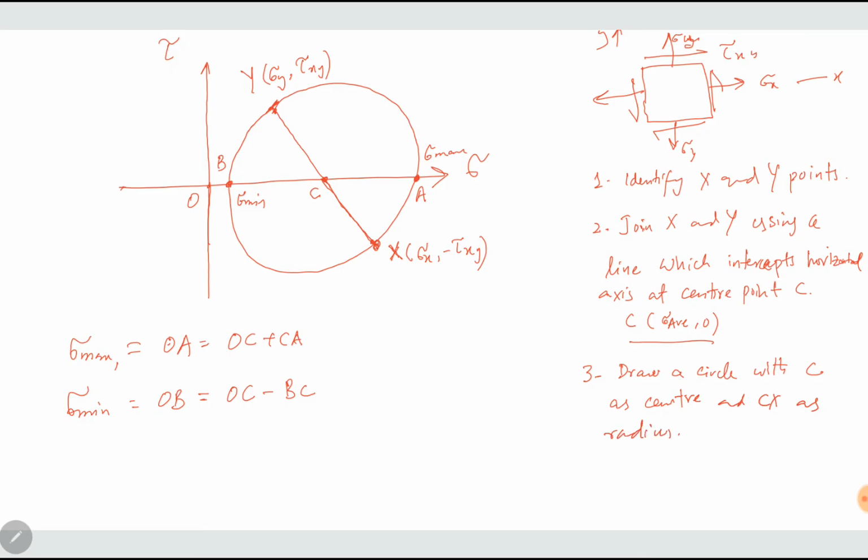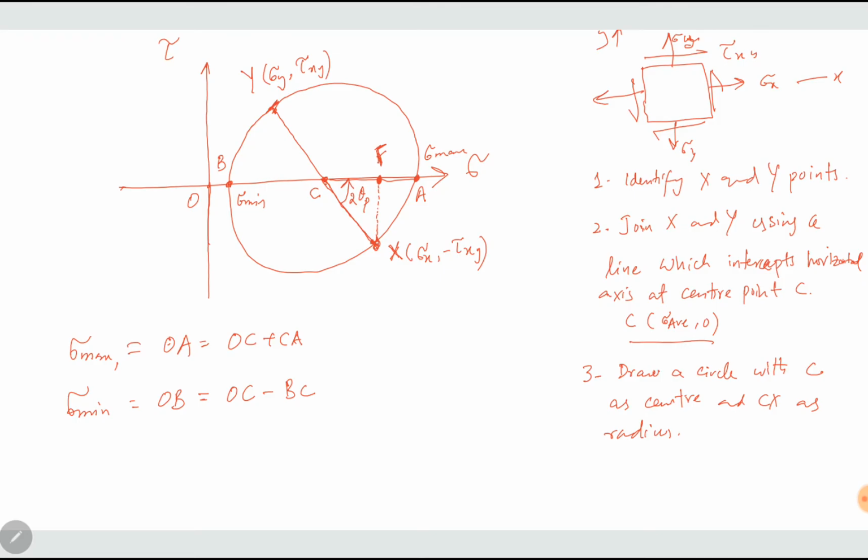If CX is our reference line and this is the principal axis, then from x-axis to principal axis there is an angle. This is called 2 theta p. This is the angle of the principal plane with x-axis. But in the circle we always have to show it in terms of double angle. How to find the radius of the circle? Graphically, I am drawing a perpendicular from point X on the horizontal axis. It meets here at point F.